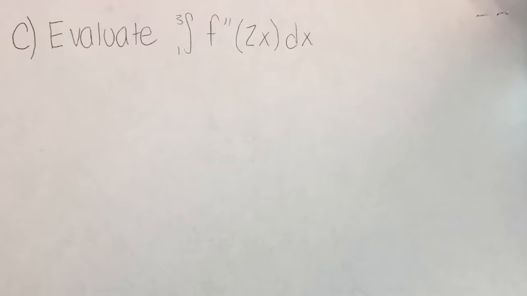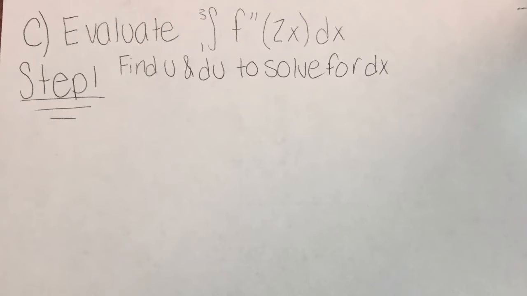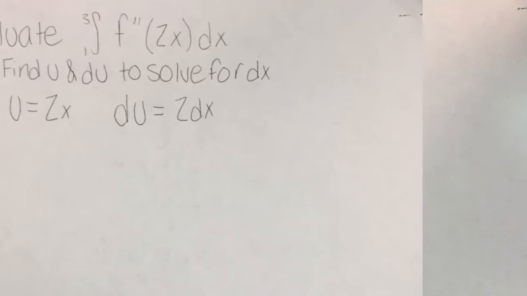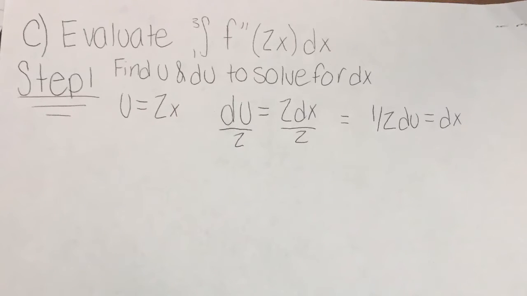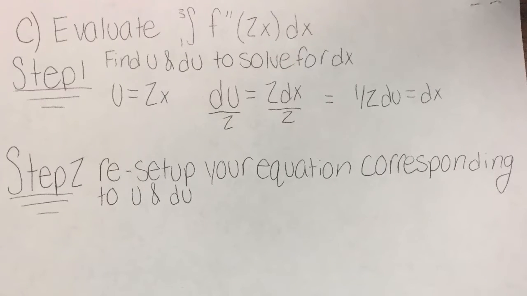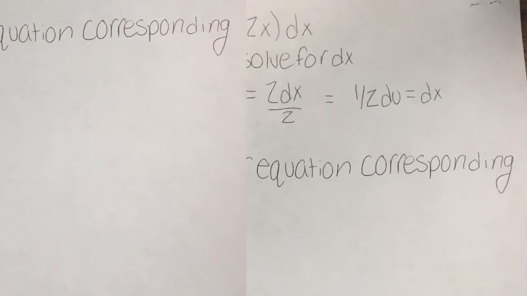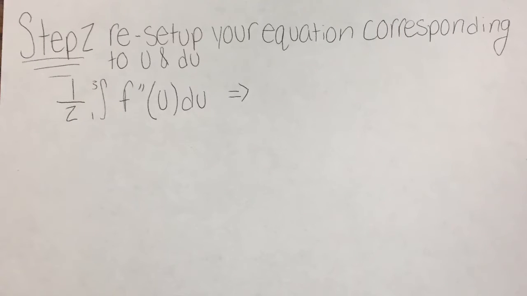For part C, you have to evaluate the integral from 1 to 3 of f double prime of 2x dx. Step 1, you want to find u and du. u equals 2x and du will equal 2 dx, but you want to get just dx, so you divide both sides by 2 to get 1/2 du equals dx. Then you reset up your equation as 1/2 integral from 1 to 3 of f double prime of u du.